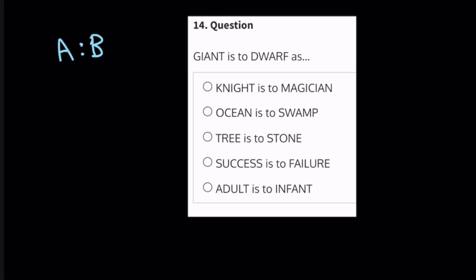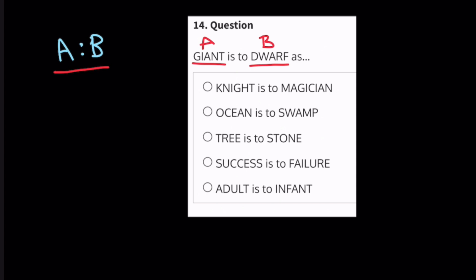Giant is to dwarf as. So this is an analogy question, and in this type of question, our setup is always going to be A is to B in both our answer choices and in our question stem. So here we see that giant is going to be our A, and dwarf is going to be our B. Now, our first step always in this type of question is to try to understand what the relationship is between A and B in our question stem, so then we can evaluate our answer choices.